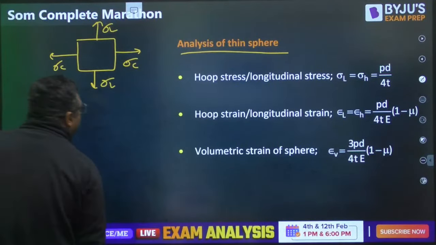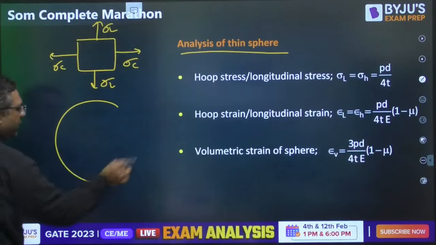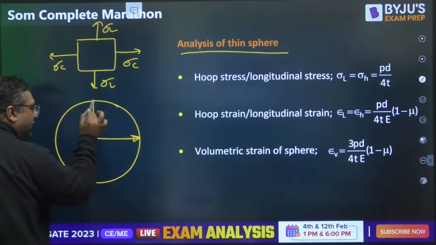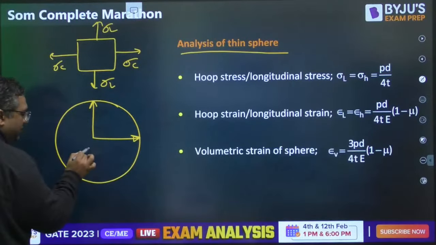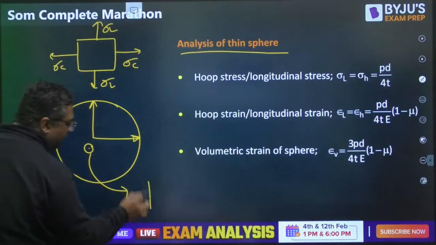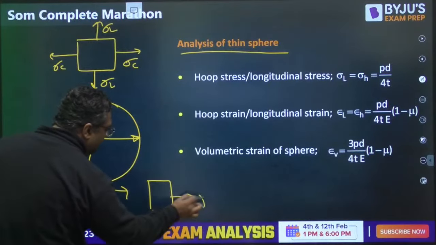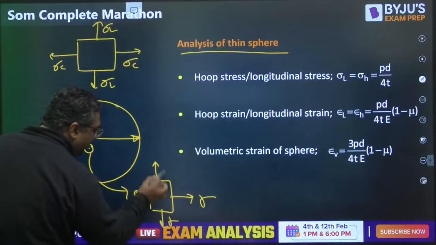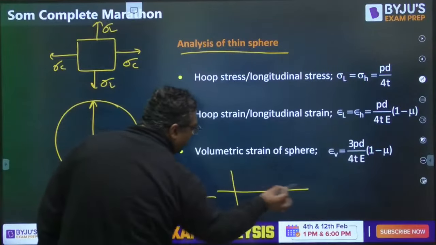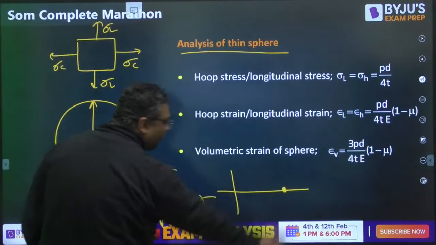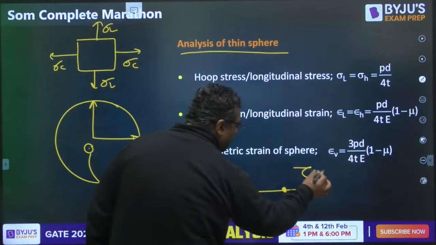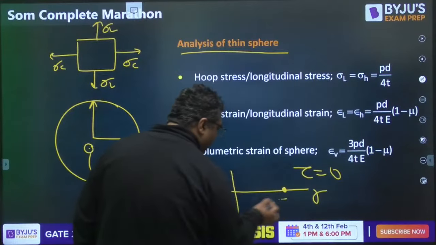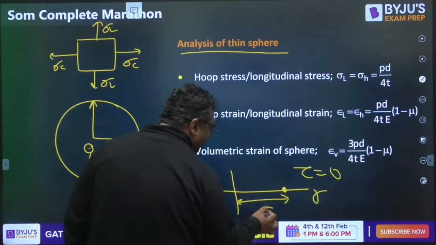But when we talk about the sphere, as the sphere is the same along all directions, the state of stress in the sphere will come out to be sigma, sigma, sigma everywhere. This is the case where the Mohr circle becomes a point. If the Mohr circle is a point, shear stresses are zero, and the normal stress will be the same, which is sigma circumferential.